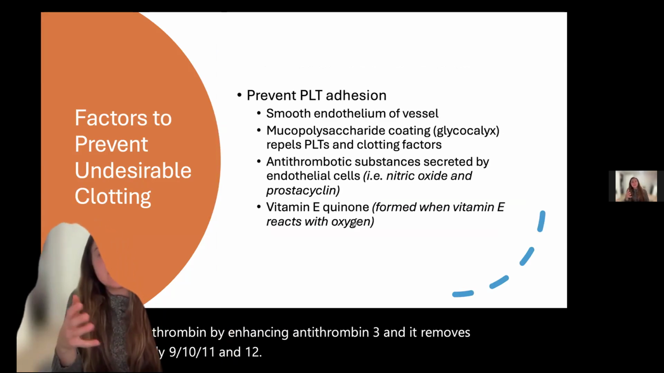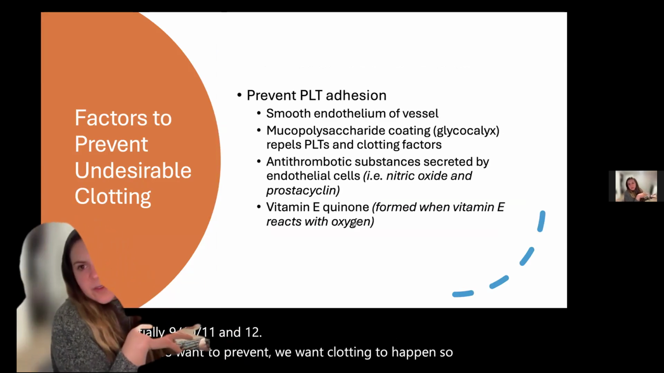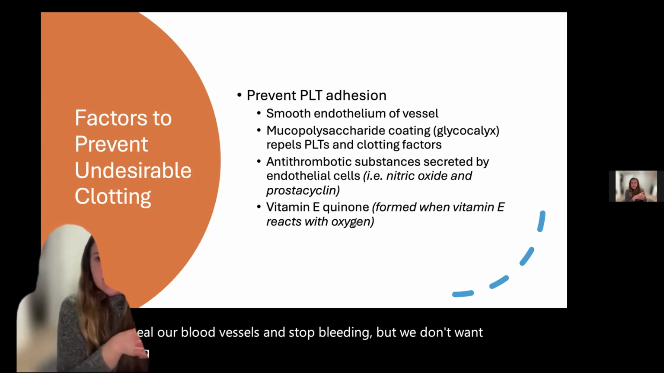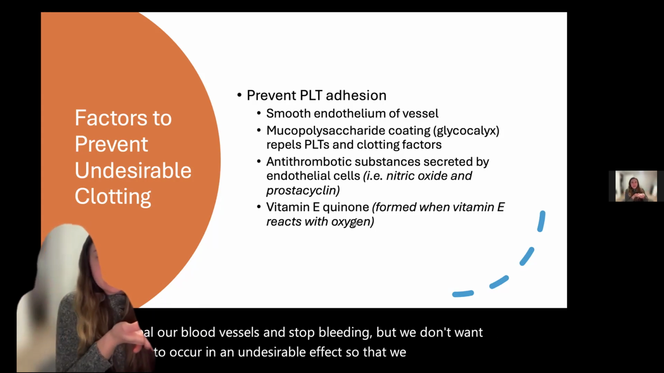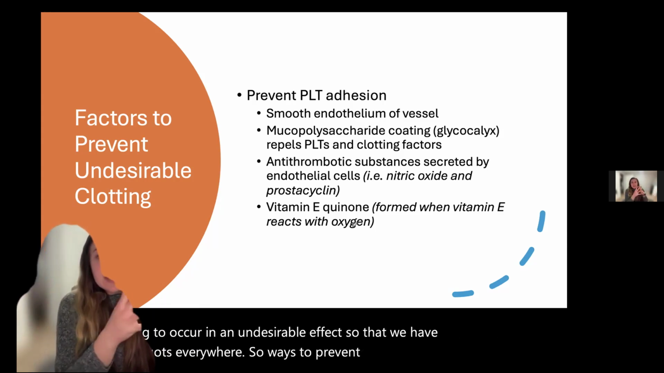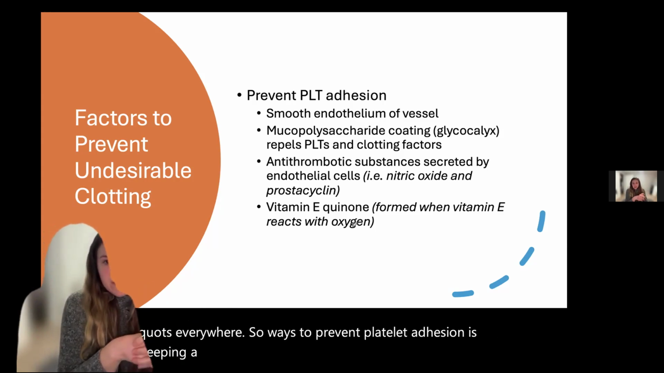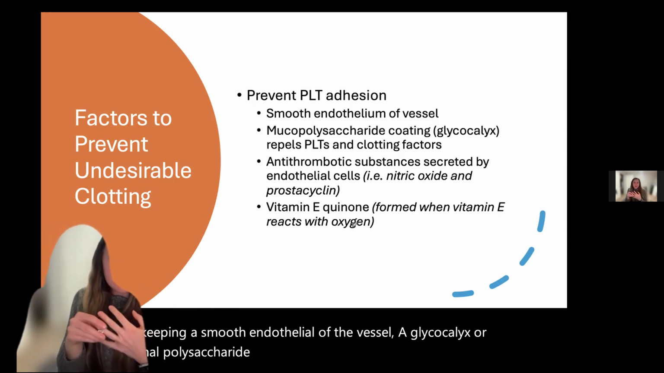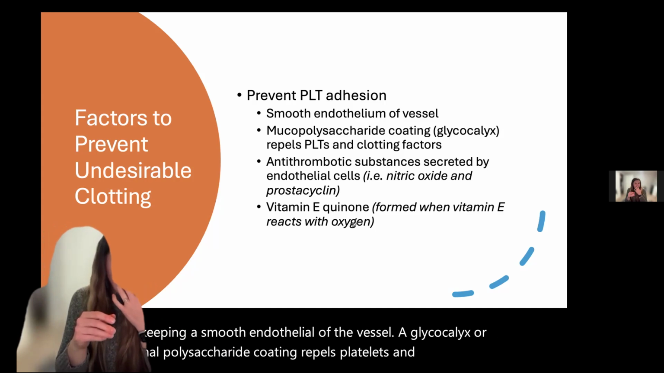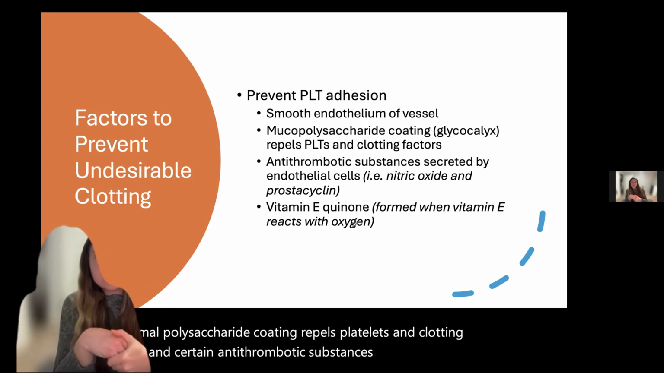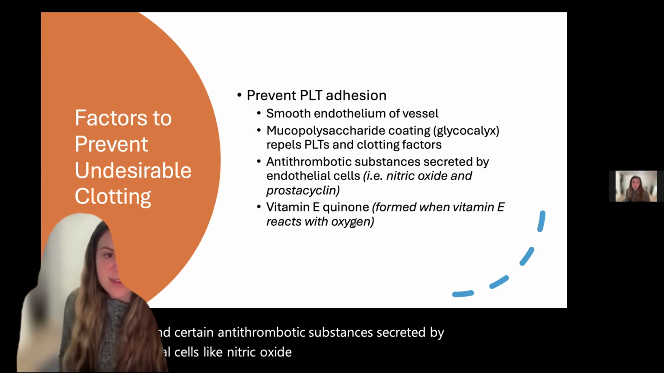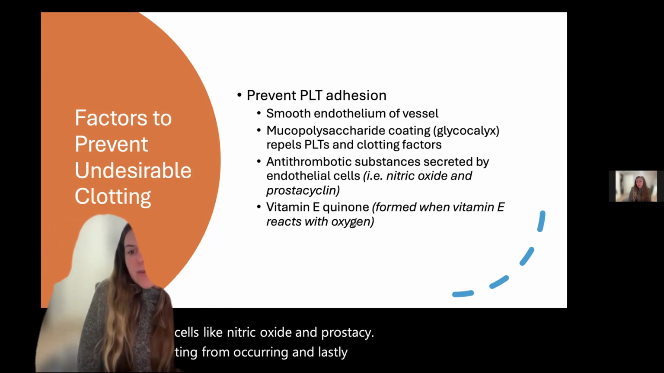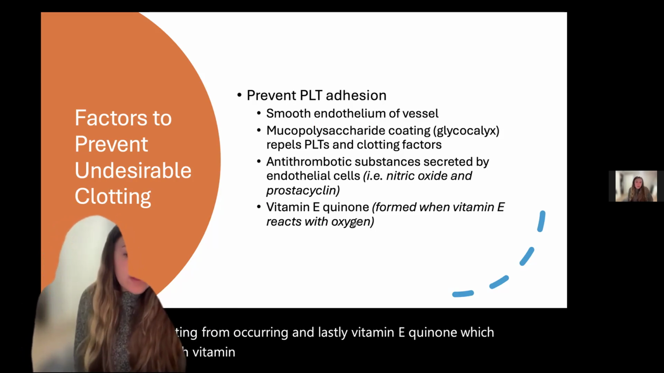Now, we want clotting to happen so that we can heal our blood vessels and stop bleeding. But we don't want clotting to occur in an undesirable way so that we have microclots everywhere. So the way to prevent platelet adhesion is really keeping a smooth endothelium of the vessel. A glycocalyx or mucopolysaccharide coating repels platelets and clotting factors, and certain antithrombotic substances secreted by endothelial cells, like nitric oxide and prostacyclin, prevent clotting from occurring. And lastly, vitamin E quinone, which is formed when vitamin E reacts with oxygen, can also prevent platelets from adhering.